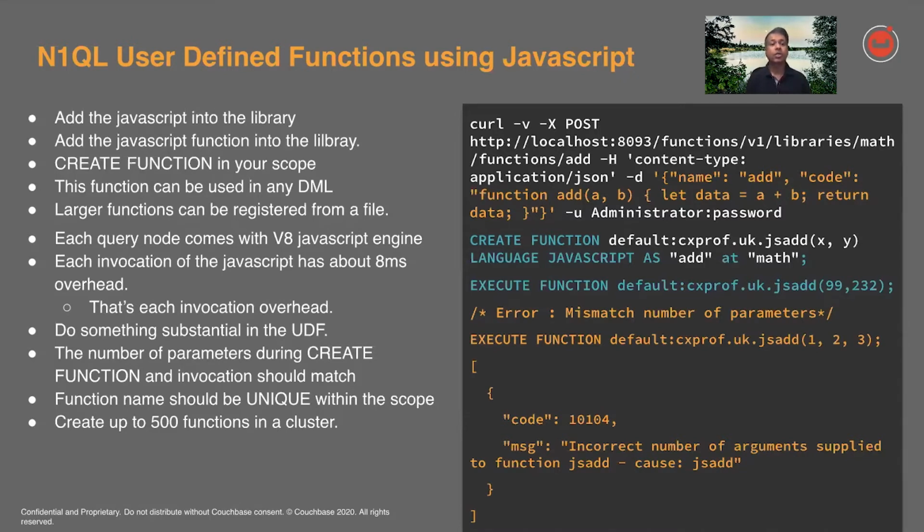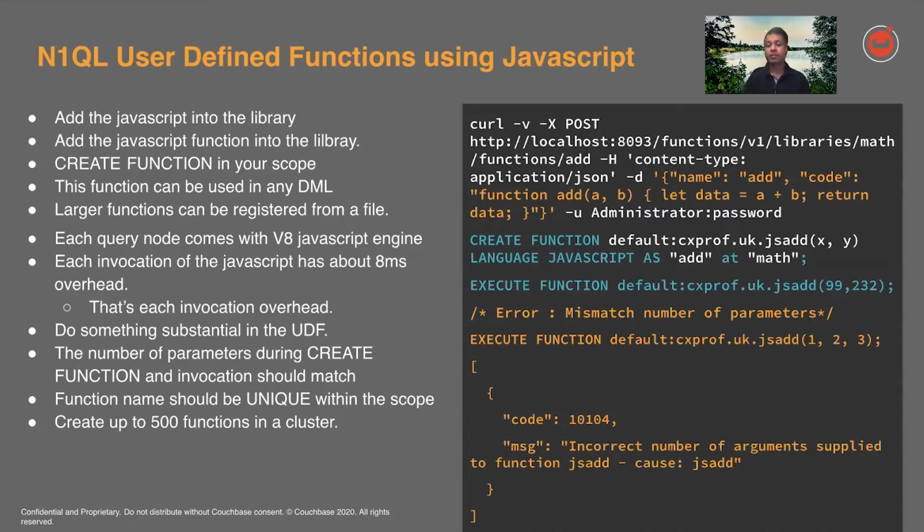To execute this JavaScript function, each query node has a built-in V8 JavaScript engine. Because there's a change of context from N1QL to JavaScript, at minimum, each JavaScript invocation takes about 8 milliseconds in my testing. So there is overhead to calling this. That means you have to do something substantial in this JavaScript, more than just adding 2 numbers like I've shown here.